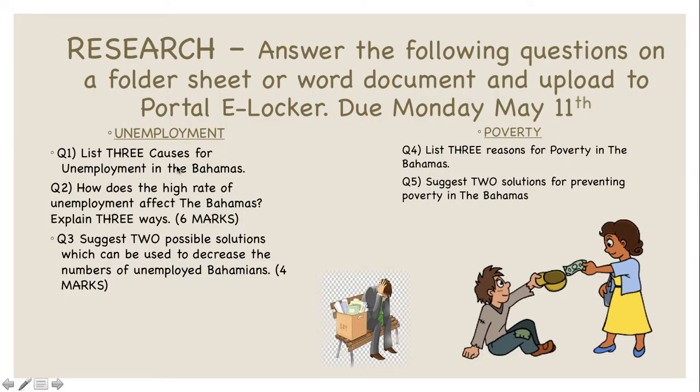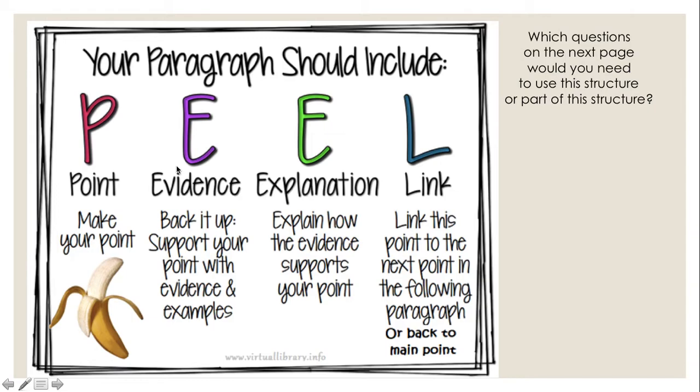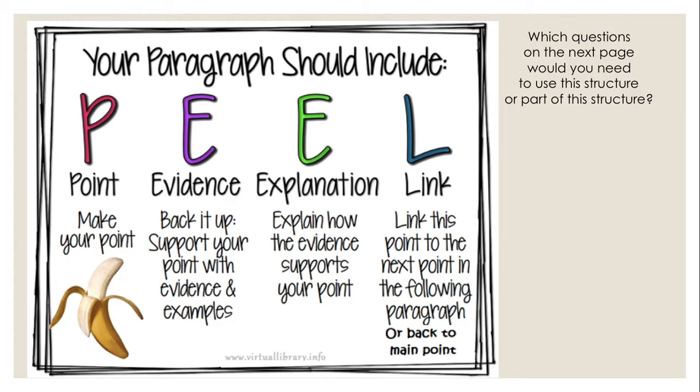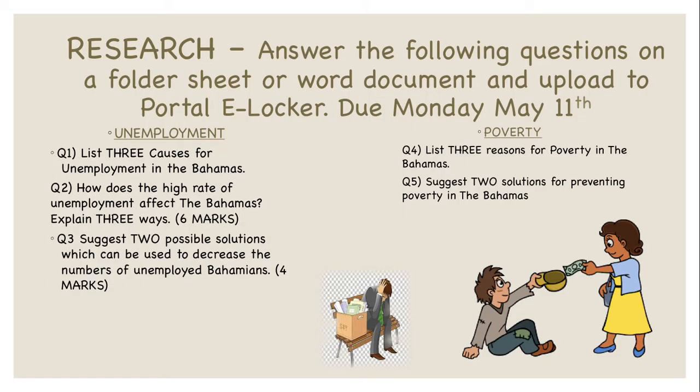When it says list 3 causes, are we going to need to do this Peel? No, we won't. Again, for the list 3, okay? But when it goes here, how does the high rate of unemployment affect the Bahamas? Explain 3 ways. Well, you're going to have to make the point, then you need to explain it. And if you can give evidence and make sure you link it back to the question, there's a reminder for yourself that you need to answer that question, okay?